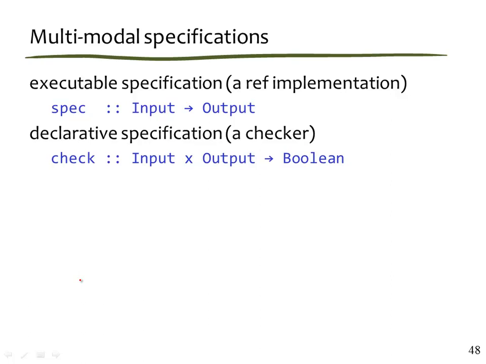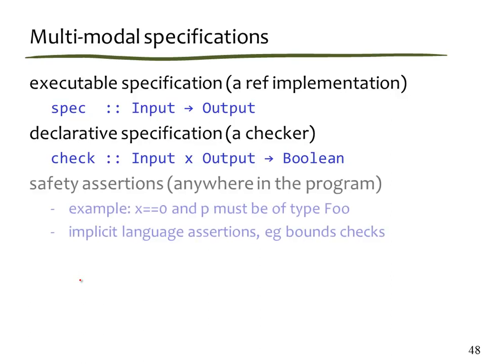But sometimes stating the permutation might be difficult in what you are writing, so you may want to write a partial declarative specification, just assert sortedness. Then various safety assertions, as we alluded to, both sort of concrete. You may want to say anywhere in the program that x is 0, and abstract in the sense that you will say p must be of some type foo.